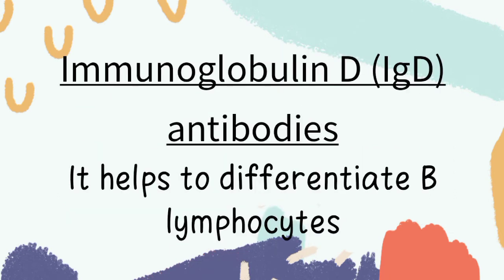So note that. We have the immunoglobulin D antibodies. It helps to differentiate the B cells, that is the B lymphocytes. Now, T cells and B cells, remember those two. They are very important. T cells are important for cell-mediated immunity, while the B cells are important for humoral immunity.